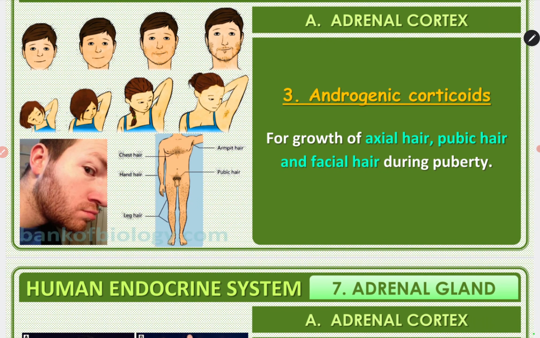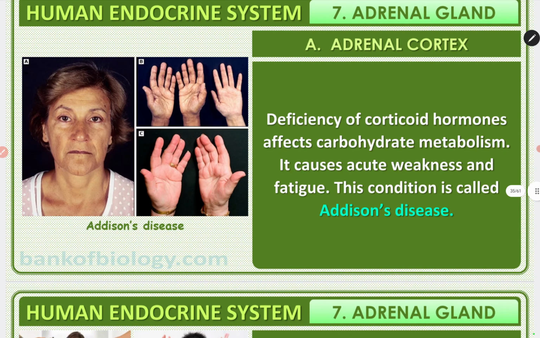Third, androgenic corticoids. The growth of axillary hair, pubic hair and facial hair during puberty is caused by androgenic corticoid hormones. Deficiency of these corticoid hormones affects carbohydrate metabolism. It causes acute weakness and fatigue. This condition is called Addison's disease.